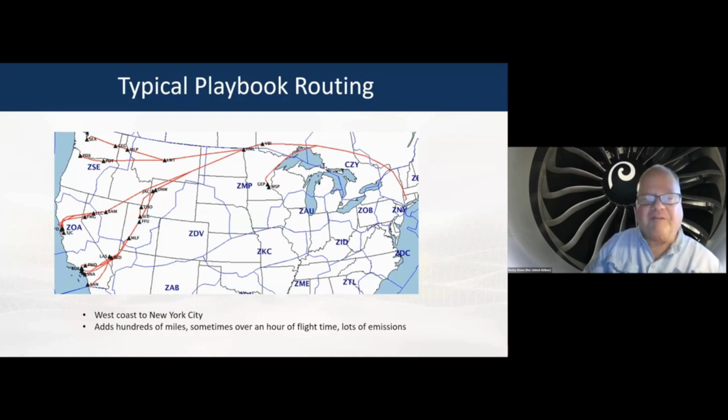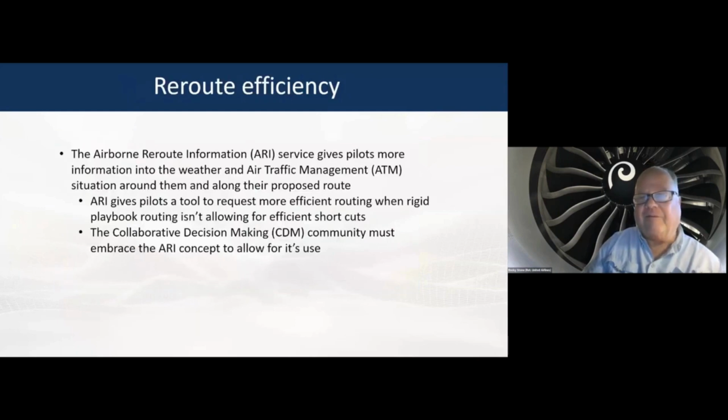So my pitch with this is the next slide. SC-206 is working on an airborne reroute information service, and it's trying to specify the minimum information content that a pilot needs to be able to make legitimate and useful inputs into the rerouting situation. The only point I really want to make is that SC-206 is working on it, and I hope those interested will join the group. But it really is going to take the CDM community within the FAA, at least, to embrace the concept to allow for its use. Without that, it's really not going to go very far. So hopefully that will happen.